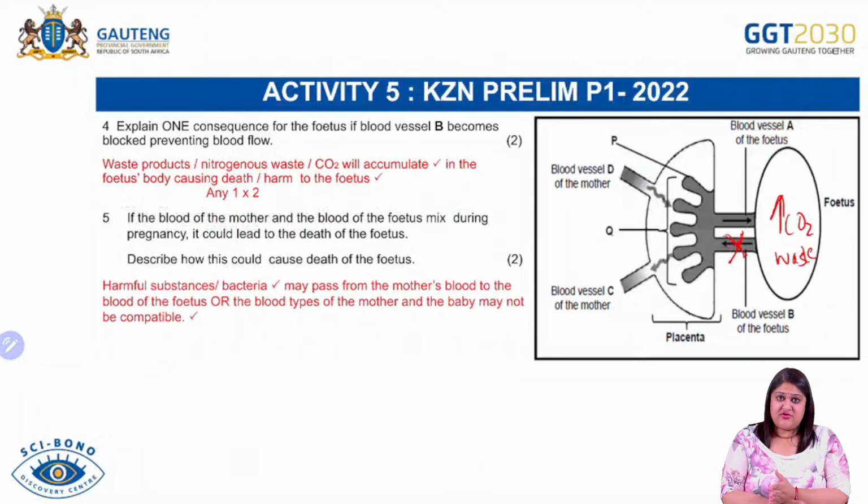So the only thing that you need to explain over here, you don't need to know the detail of it, about the rhesus factor and all of that. You might read about the rhesus factor in your textbooks, but you don't need that much knowledge about it anymore. You just need to understand that the harmful substances like bacteria or anything harmful could pass from the mother's blood to the blood of the fetus, or the blood types of the mother and the baby may not be compatible. That's as far as you need to explain it.